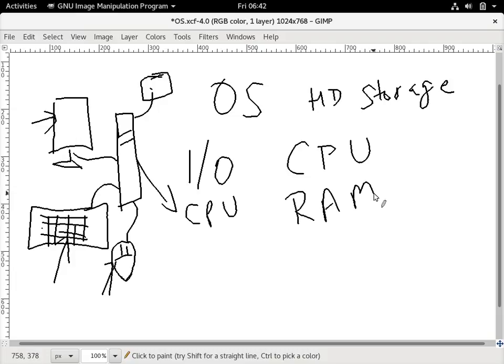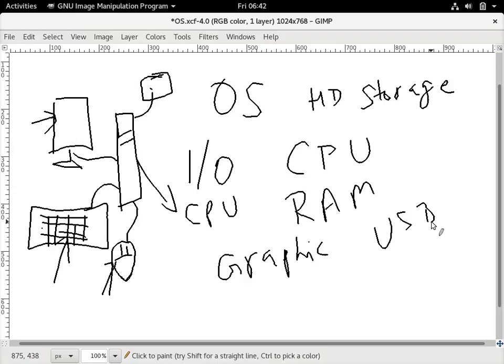There are some more components, for example, your graphic card. Nowadays, mostly graphic cards are integrated on the motherboard. Your USB ports are used as your input port, your keyboard port, and the port for your monitor. So some of these components are part of the CPU.